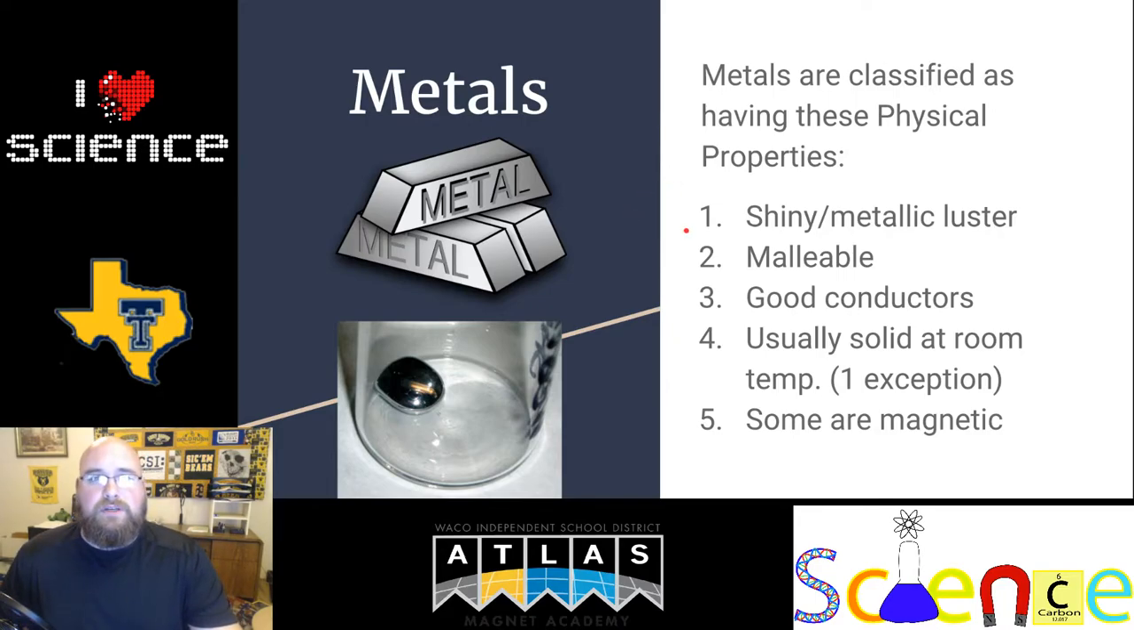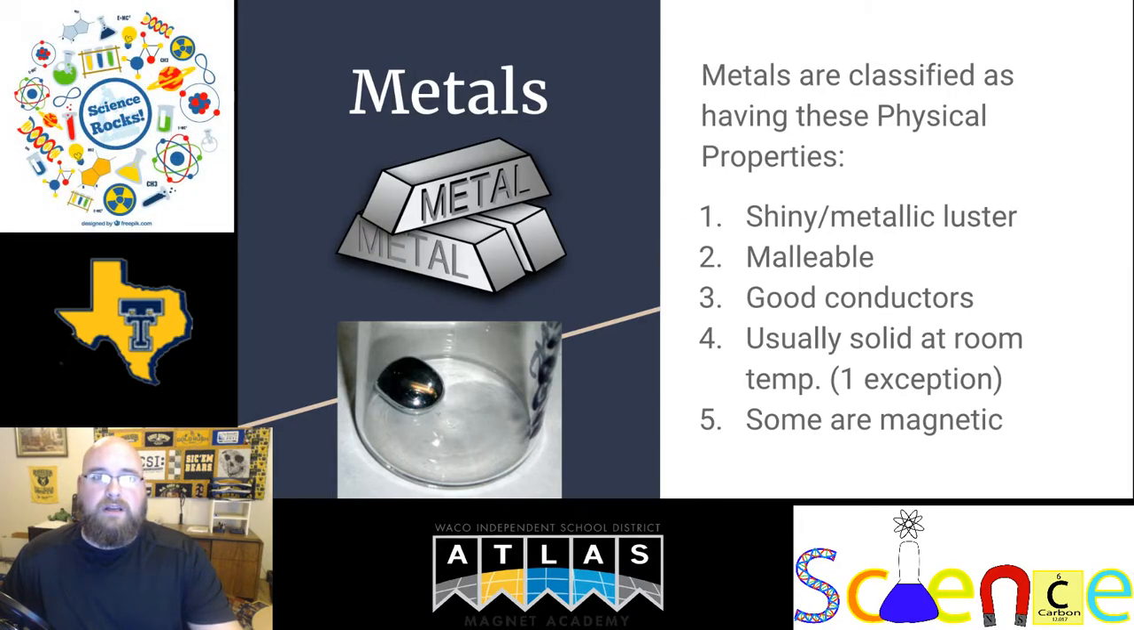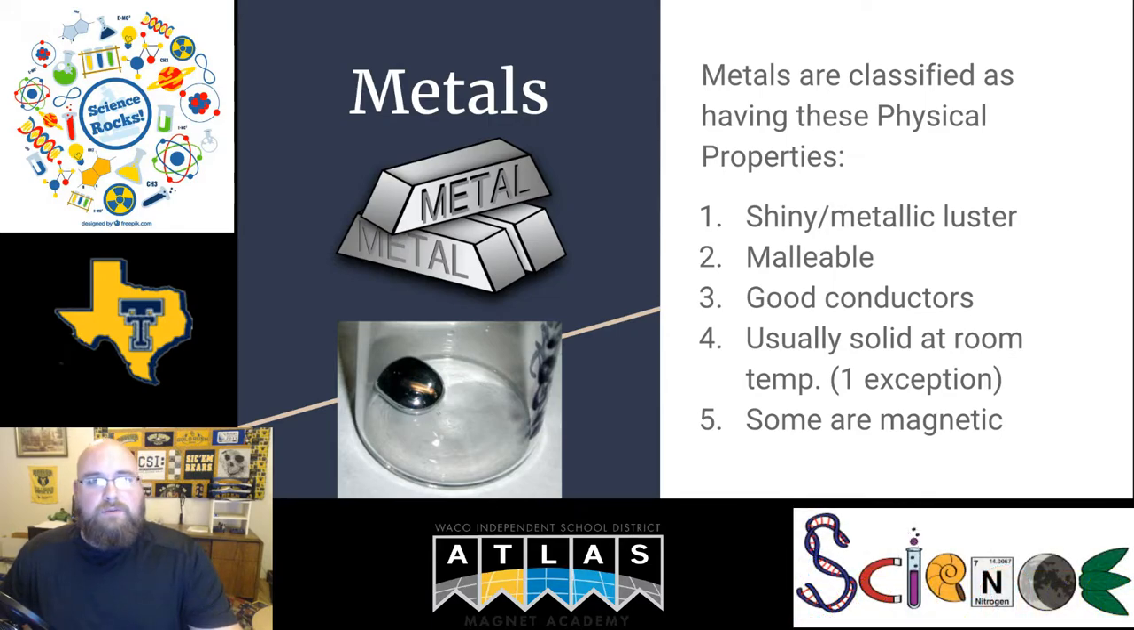Also, metals tend to be good conductors of electricity and also heat. This is why we use metal in our cooking ware. And usually they're going to be solid at room temperature. There is one exception to that one though, and that is the metal called mercury. And that is the picture we have right here.